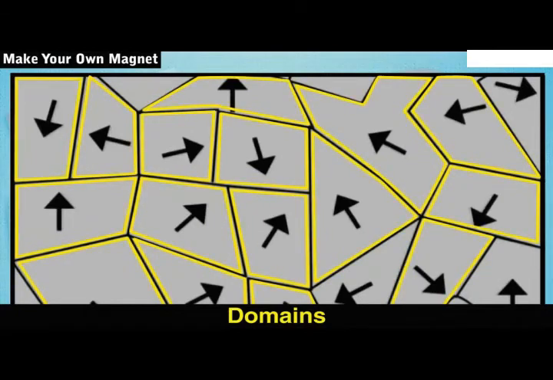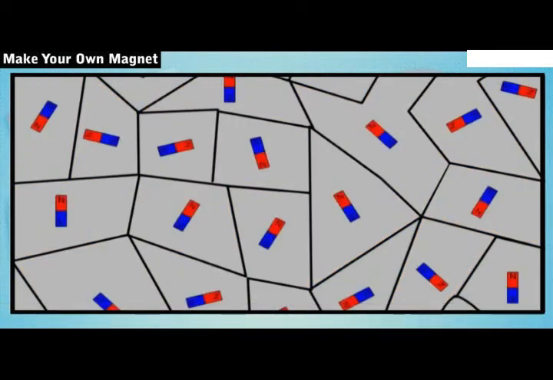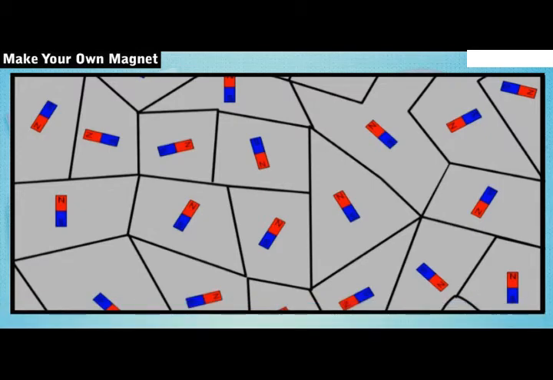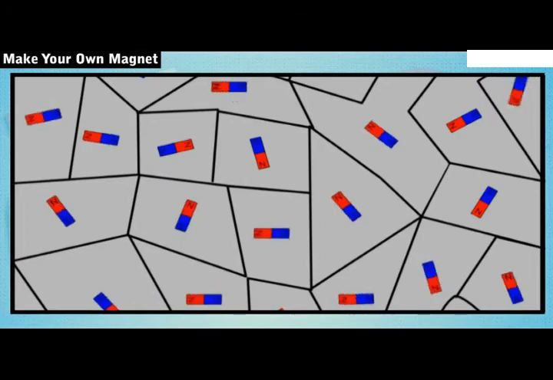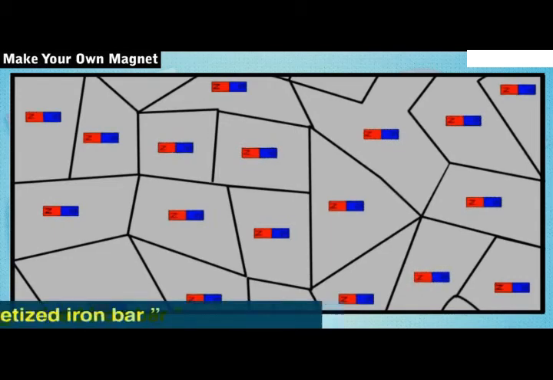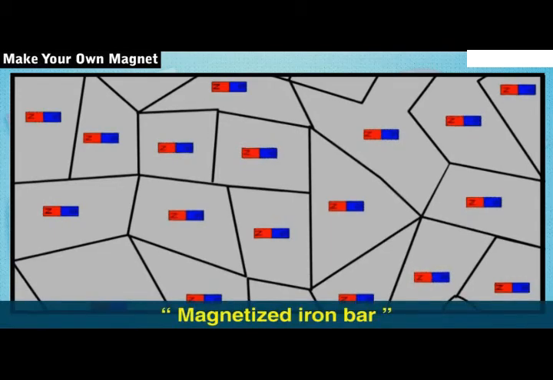Now each domain is like a box with a bar magnet inside. Normally inside this iron bar, all of its domains are arranged randomly, and these bar magnets point in random directions. Thus, there is no net magnetism, and that is why it behaves as an unmagnetized iron bar. But when all the bar magnets inside the different domains point in the same direction, then we get an overall magnetic field, and we say that the iron bar is now magnetized.